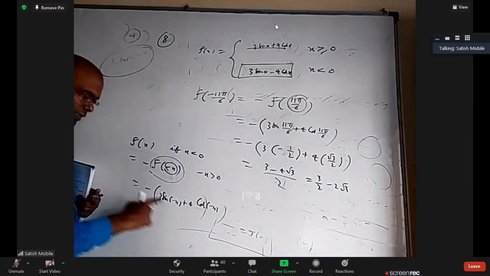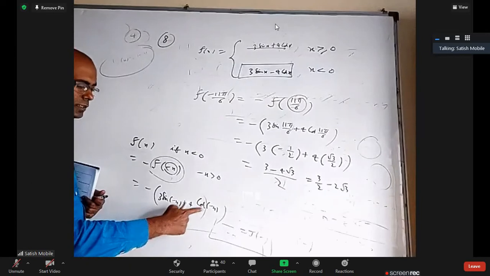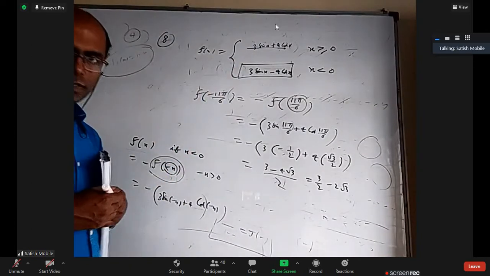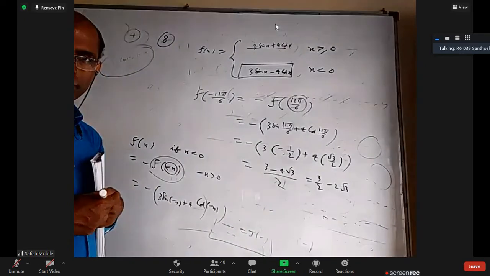This is minus 3 sin x. After multiplying the minus, plus 3 sin x. This is actually cos x itself, but with a minus it is this. You understand? Yes, sir. Okay.